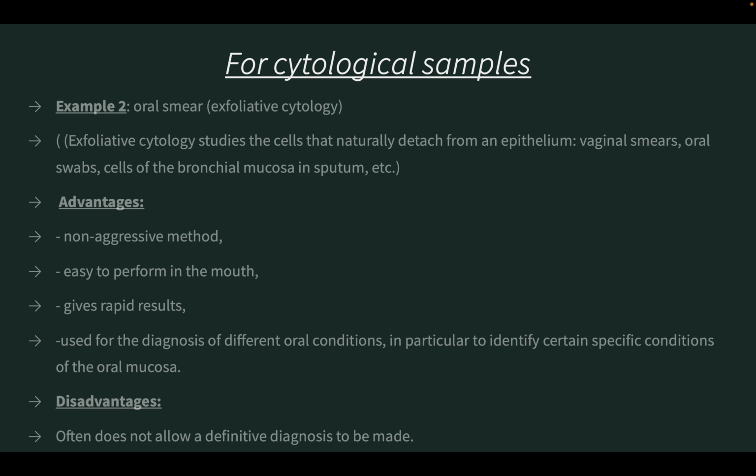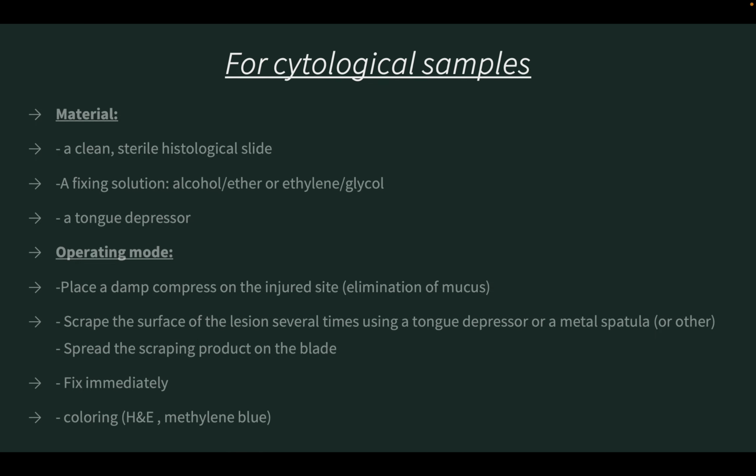So the advantages of oral smear or of exfoliative cytology: non-aggressive method, easy to perform in the mouth, gives rapid results, used for the diagnosis of different oral conditions, in particular to identify certain specific conditions on the oral mucosa. Disadvantages: often does not allow a definitive diagnosis to be made. The material that we need: a clean and sterile histological slide, a fixing solution, alcohol, ether, ethylene, a tongue depressor.